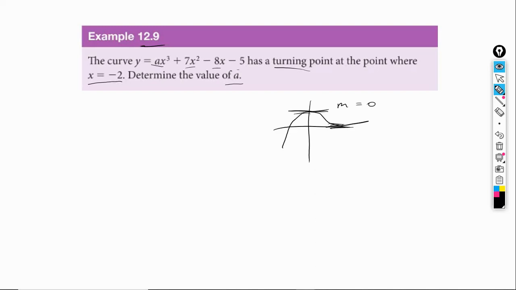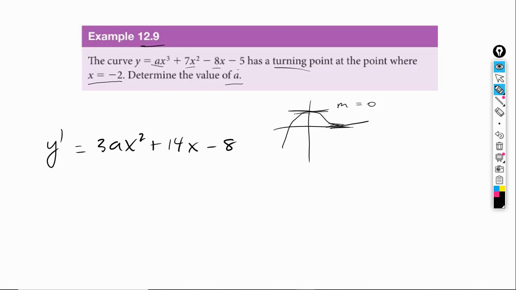So the first thing we should do then is find the derivative, because the derivative is what gives us the slopes of the tangent lines at the given point. So the derivative of y would equal 3 times a x squared plus 7 times 2, 14x, minus 8. And then the minus 5 would just be 0, right? So the derivative of a constant is 0. So this is the expression.